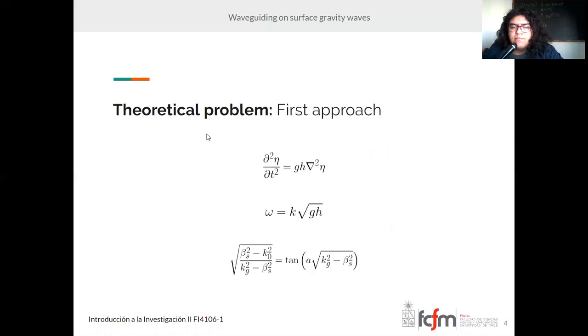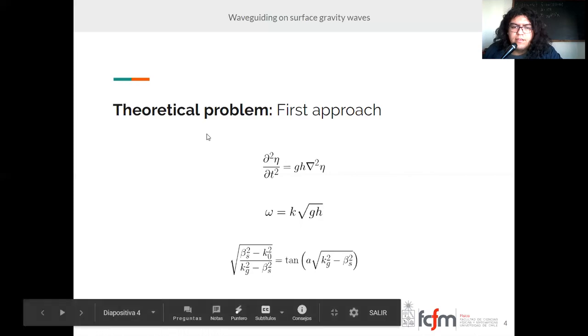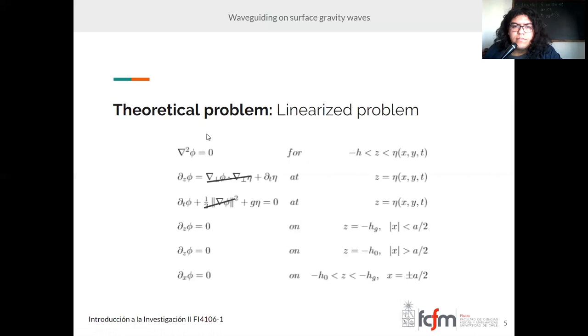So the first approach that we can take is to ignore the nonlinearity and ignore what happens with the water depth. In this case, we have this linear shallow wave equation, which is the simplest model that we can consider when we are looking for traveling waves. This has this dispersion relation, and if we are interested in the propagation modes, we have to solve this transcendental equation.